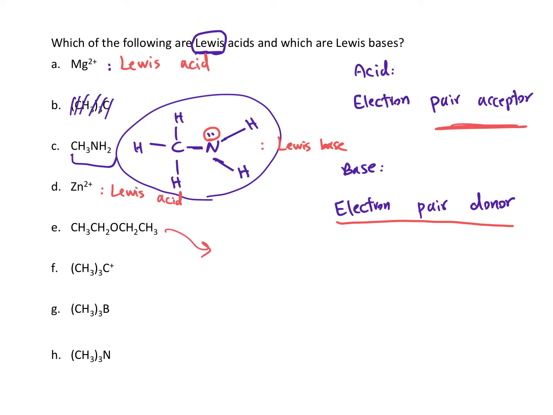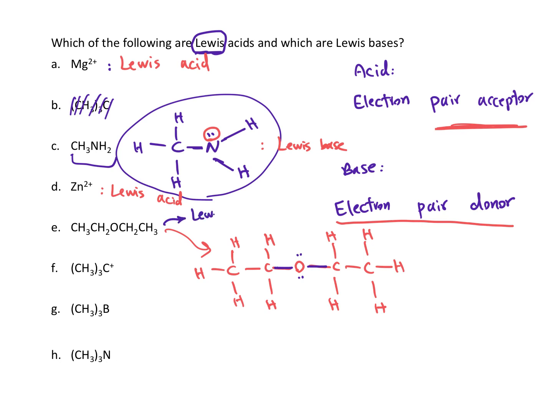What about this compound? So CH3, and I always advise all of you and myself to draw the structure to see what is exactly happening. How many electrons does oxygen have here? So it has 2 non-bonding pairs, or 4 non-bonding electrons in total. So what is this one? Base, right? Lewis base.